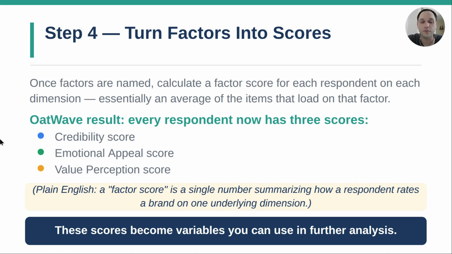For OatWave's respondents, this means each person now has 3 scores, a credibility score, an emotional appeal score, and a value perception score. Those 3 scores are far more manageable than 15 individual item responses, and they're the variables you use in everything that comes next: regression analysis, segmentation, tracking over time, or comparing across demographic groups.